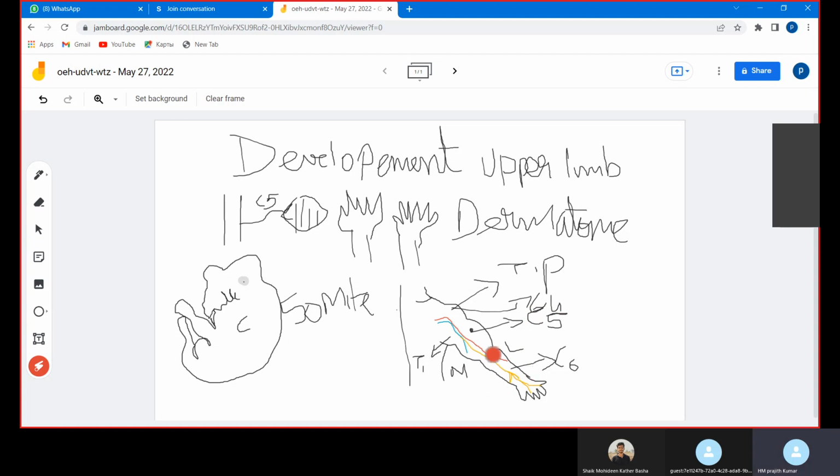So only that much about the development of upper limbs we need to know while studying anatomy. More details will be given to you in histology and embryology. So next we will be seeing about the osteology of different parts of the upper limbs.